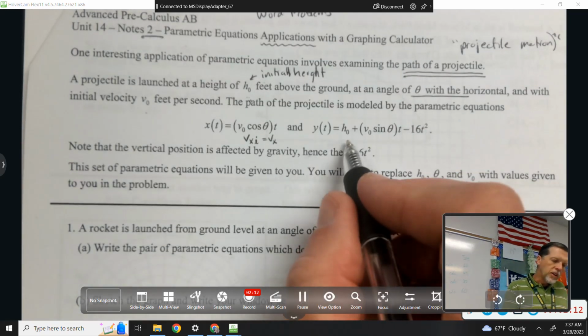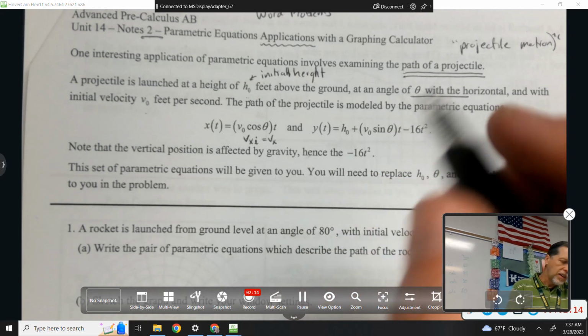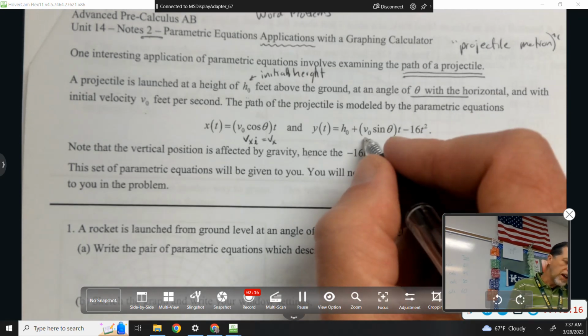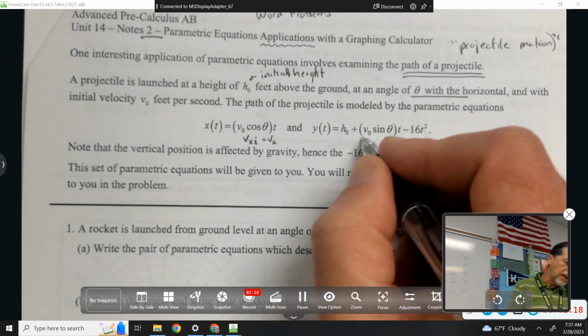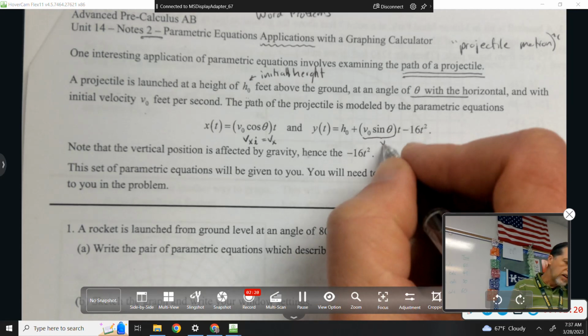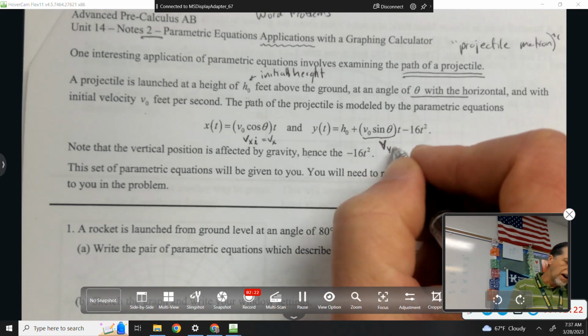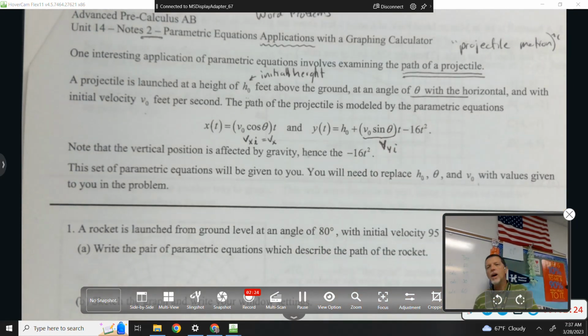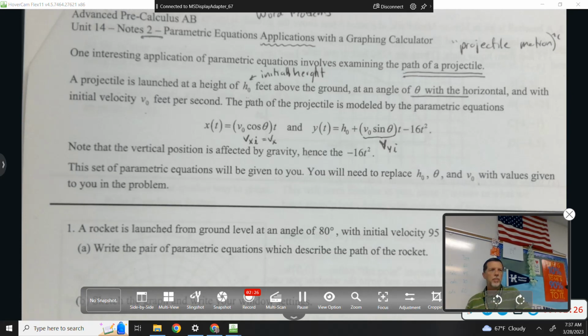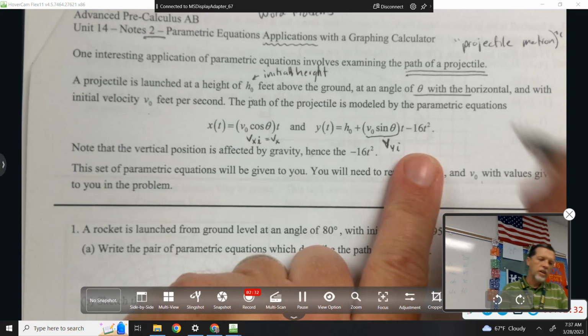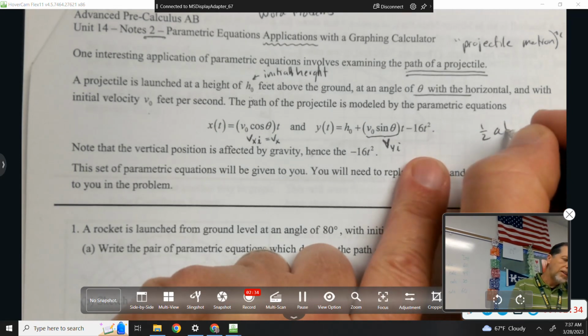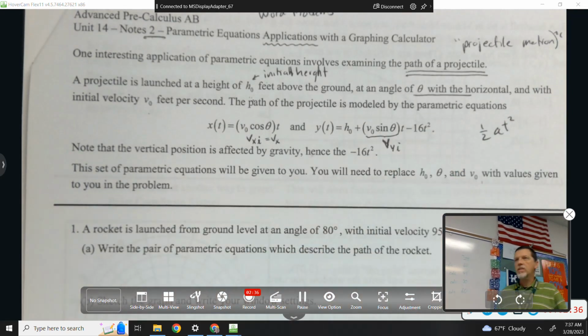y equals h0, so that's initial height, plus v0 sine theta times t, that's vy initial, the initial y velocity, minus 16t squared. That 16t squared is the 1/2 at squared from physics. So hopefully some of this looks familiar.